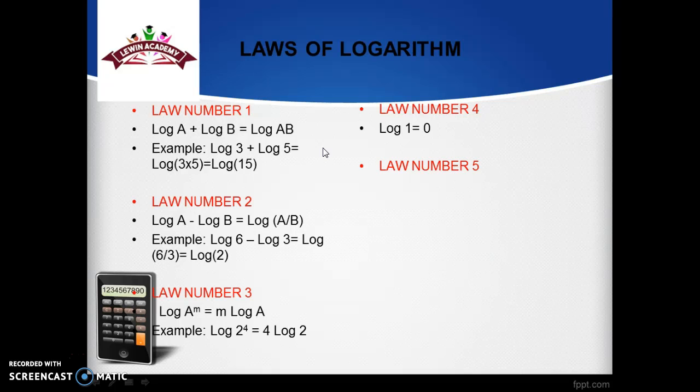Law number 5. Yes, as I was saying before, where you have a 10 right here and a 10 right there, it will be equal to 1. So the log of any number where the base and the number are the same will be equal to 1. So for example, the log of 7 to the base 7 is equal to 1.